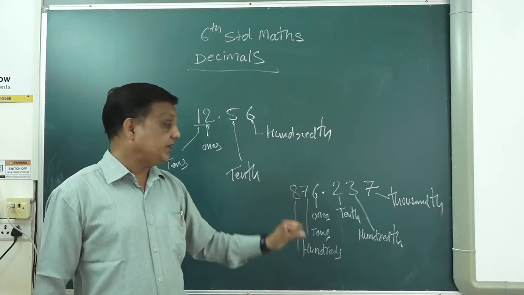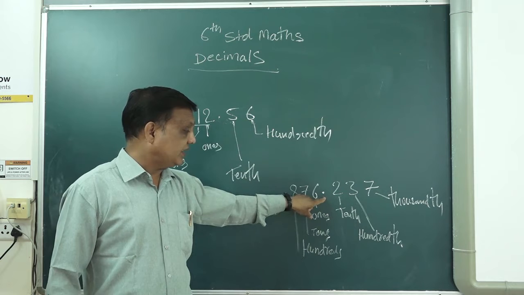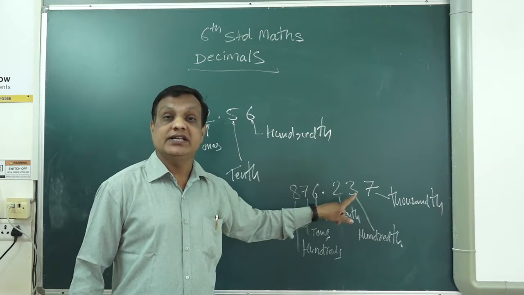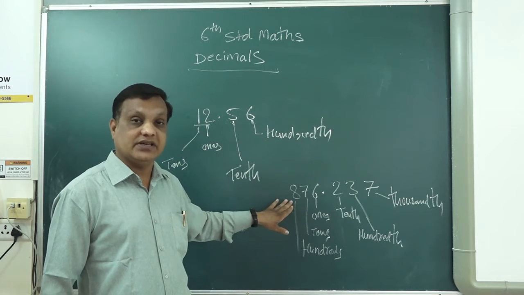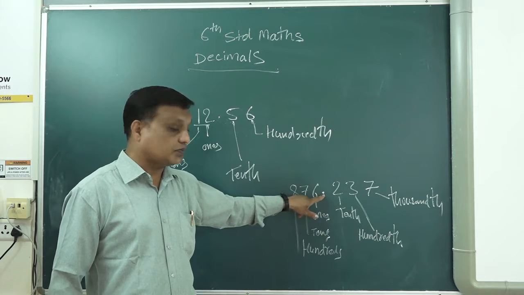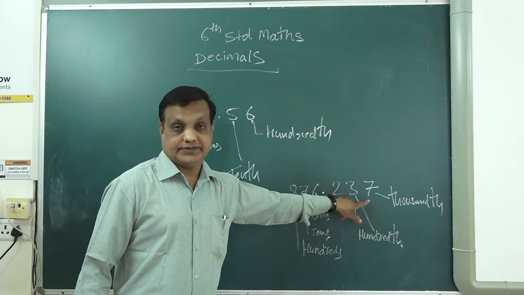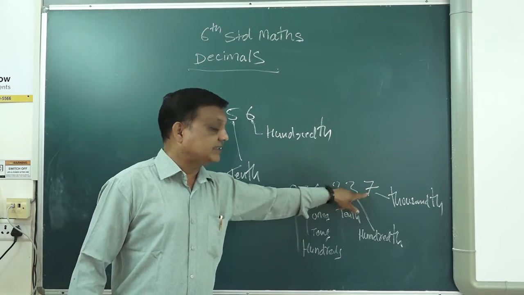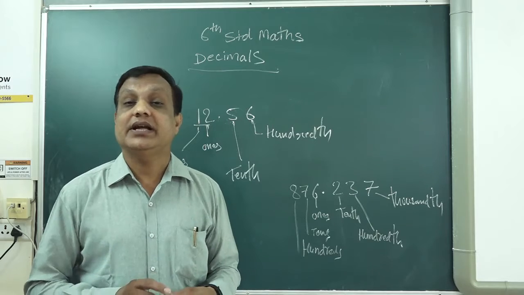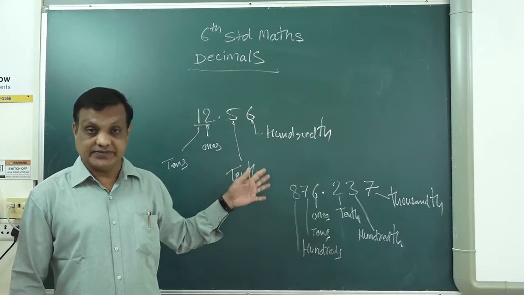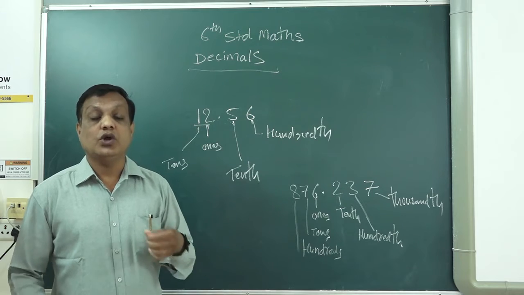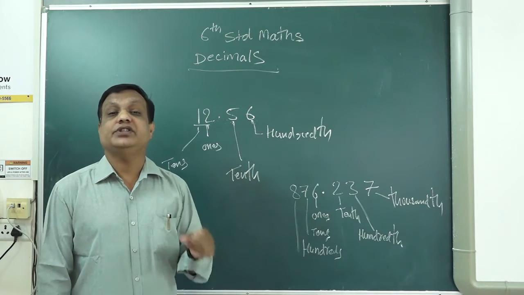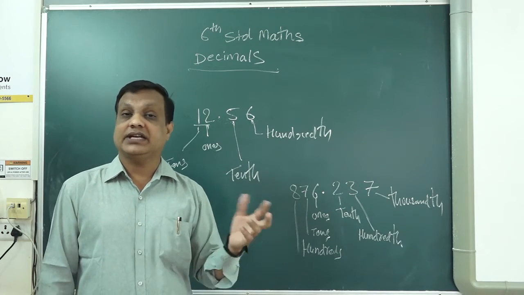When you read, you have to read the digits before the decimal together, and the digits after the decimal you have to read separately. So how do we read this number? This number is 876.237. So this is what decimal numbers are, and we saw the places of decimal numbers. Now we will see some more on decimals. Do you understand now what decimal numbers are? Decimal numbers are numbers in which we put a point somewhere in between.